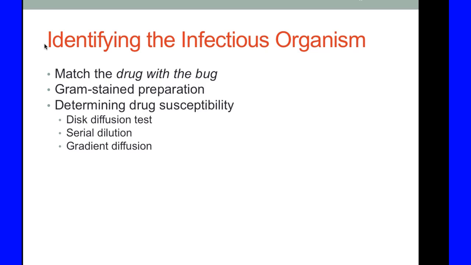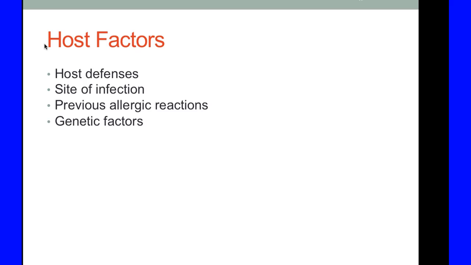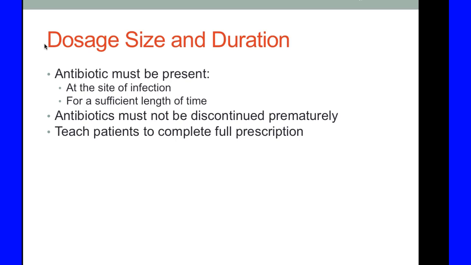So match the drug with the bug. That's done by gram stain. You do the culture and sensitivity, and they do this all in the lab. There's all different factors as to how you're also going to pick it. Like, how's your immune system? Where's the site of infection? Do they have previous allergic reactions? Genetic factors. I guess, like, if everybody in your family's been allergic to penicillin, you're not going to take penicillin. I would probably try to shy away from that.